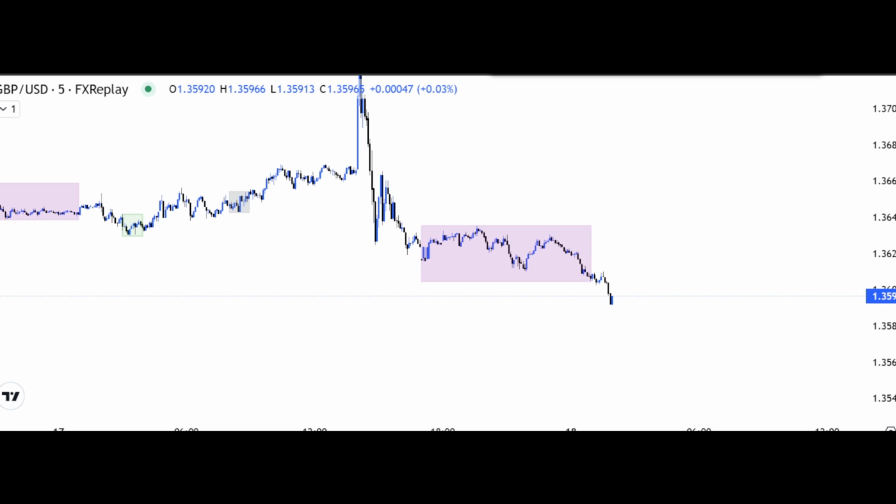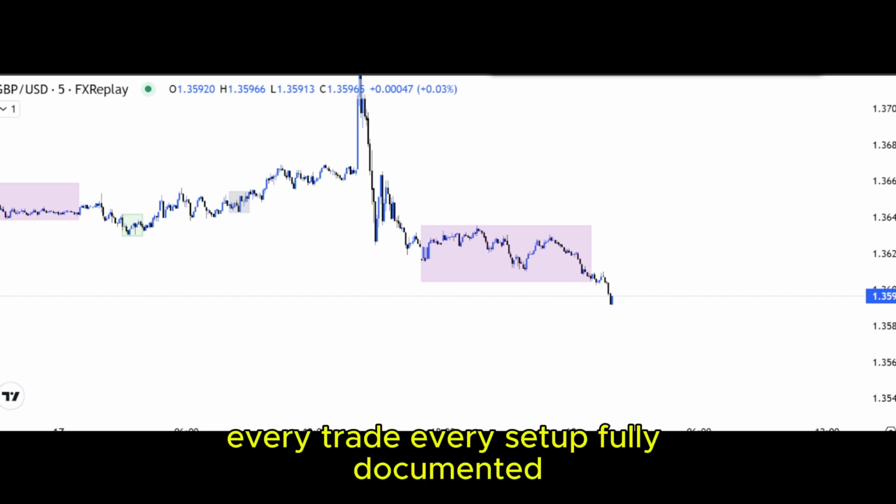This Asian range strategy is insanely powerful. I backtested it across 2024 and the results were crazy. Every trade, every setup, fully documented.